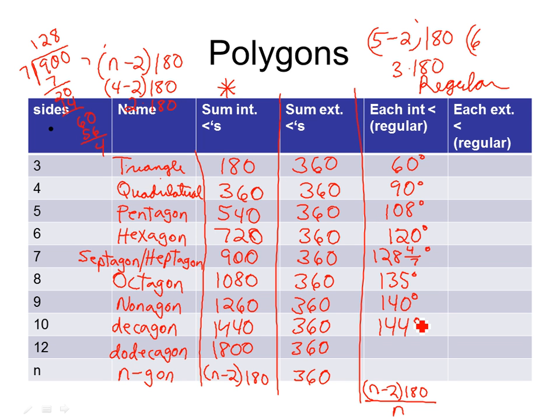Decagon's 144. Didn't have to wait on Peyton to punch that in his calculator, because if you divide by 10, what do you do? You take off a 0. Dodecagon, 1800 divided by 12. What is it? 150.